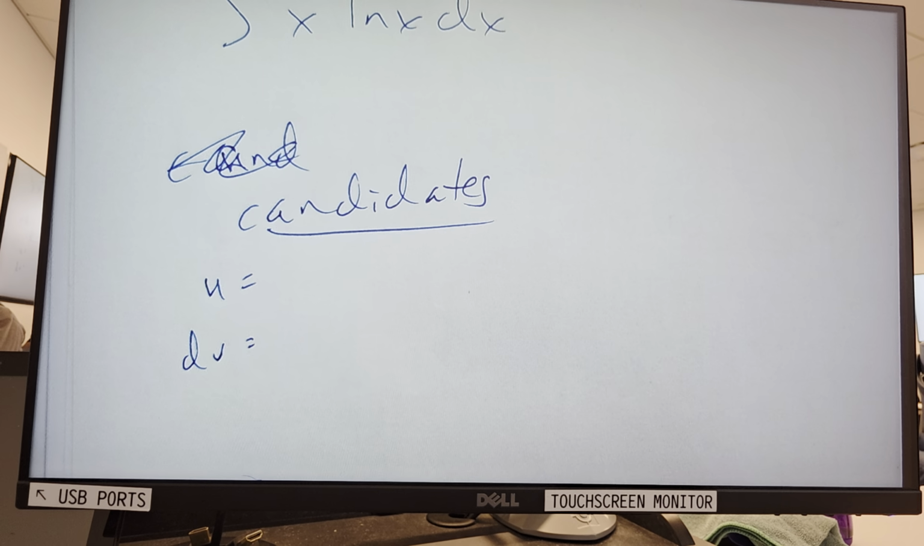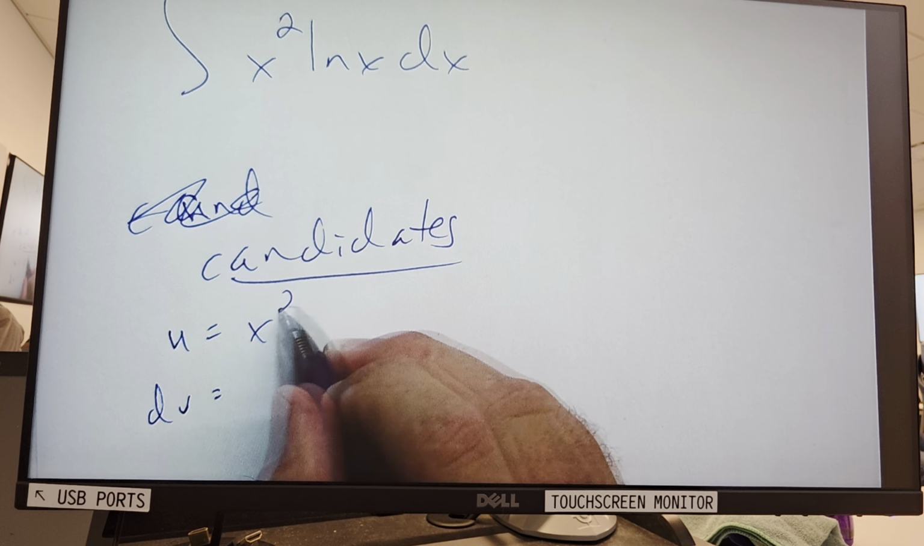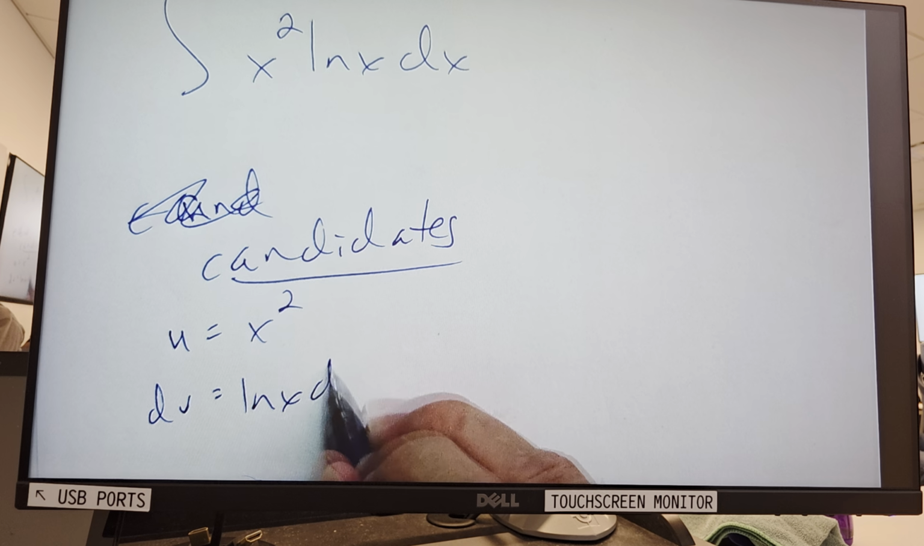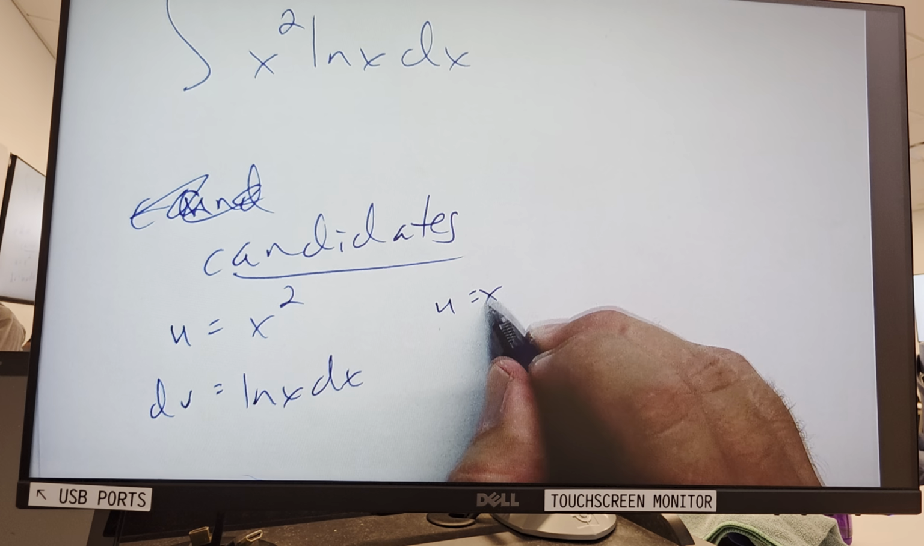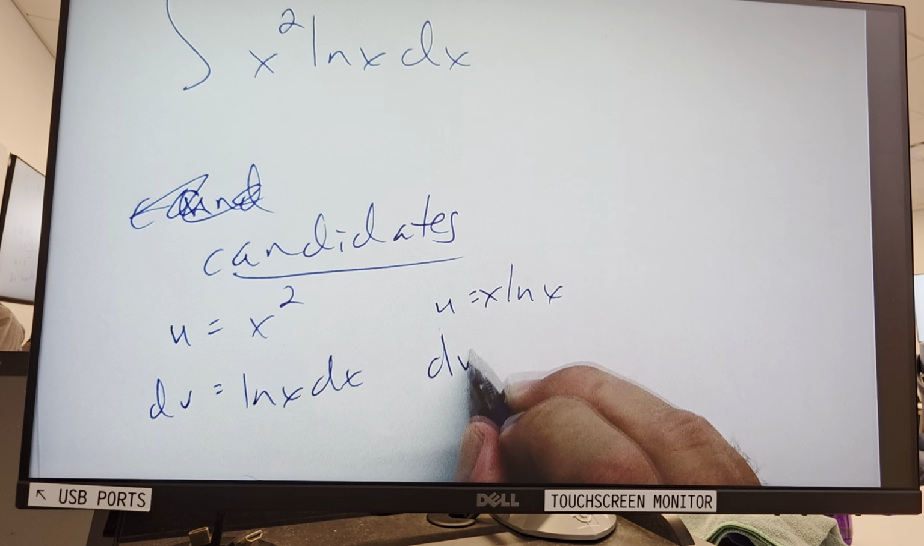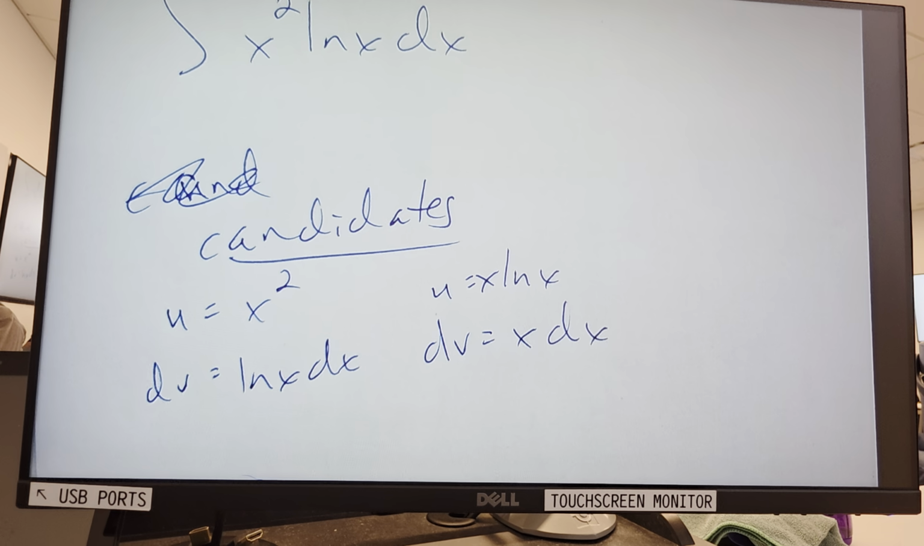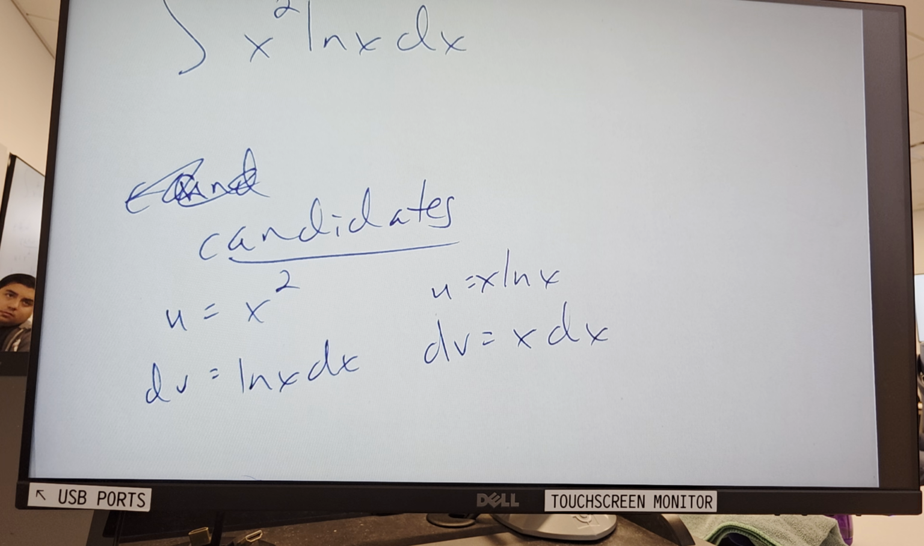Let's go down a few. The candidates. u could be x squared, dv could be ln x dx. We already said that doesn't work. u could be x ln x, and dv could be x dx. Now, can everybody see why that's true? Because you split it by x squared. Yeah, any way you can split the parts of the integral up, as long as when you put them back together, you get the original integral, those are valid candidates.